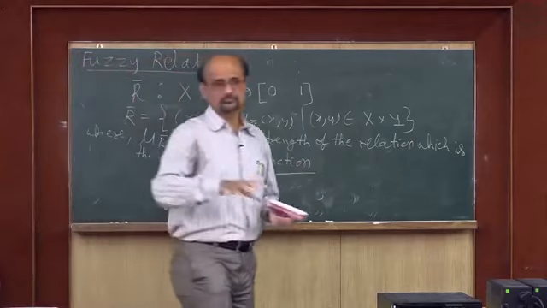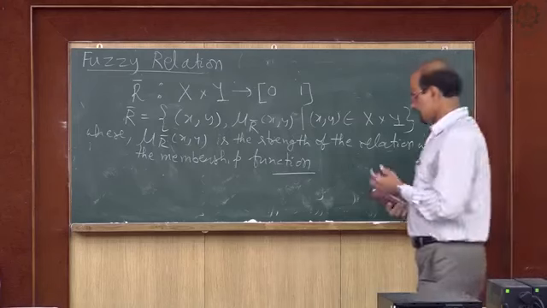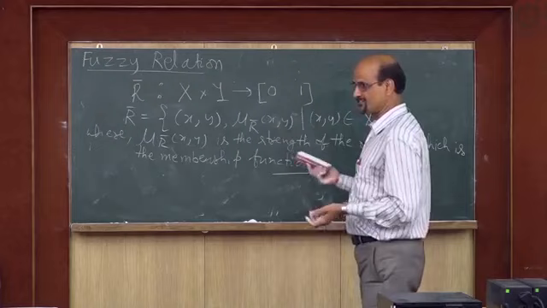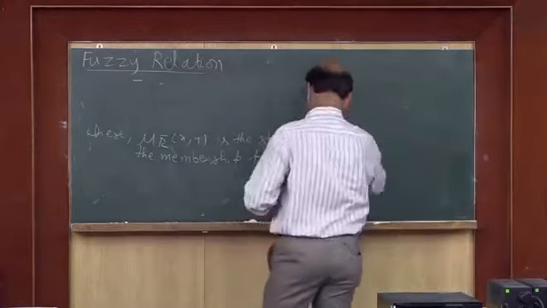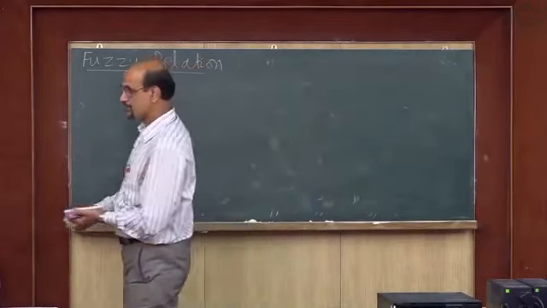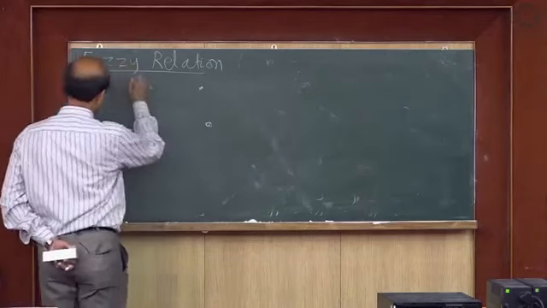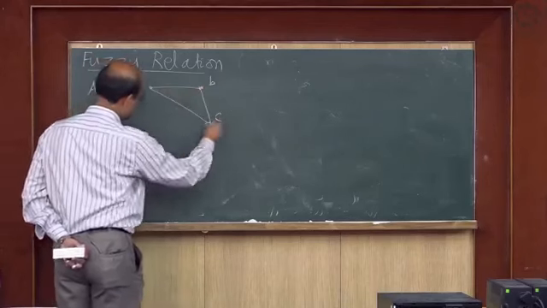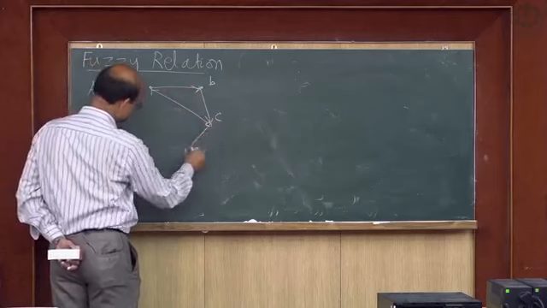Okay, understood? From crisp to fuzzy relation. Let us take one more example and see how you write. Suppose I have a set A, where we have the relation set A. I have three points A, B, C, and suppose D is also there. So, I have these arrows.